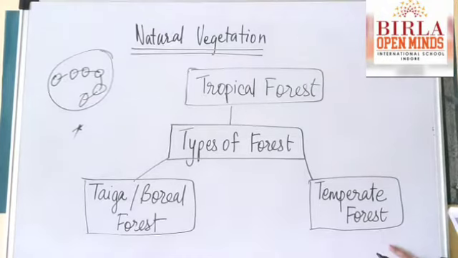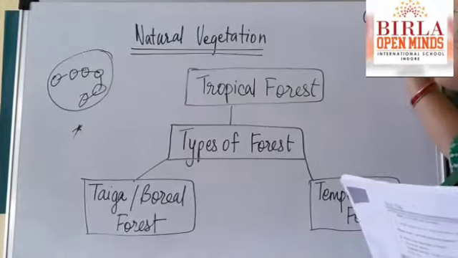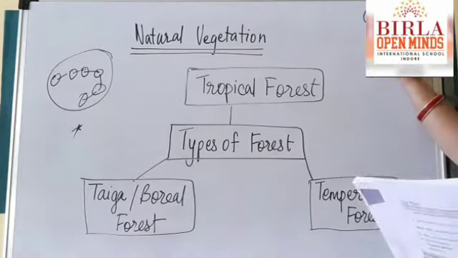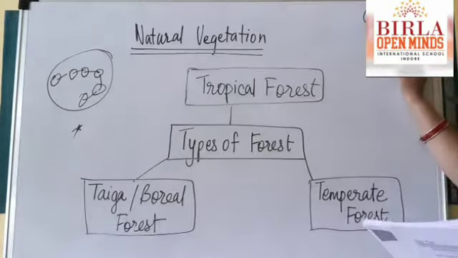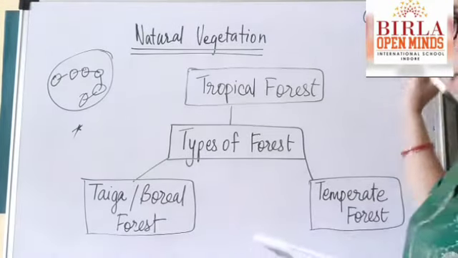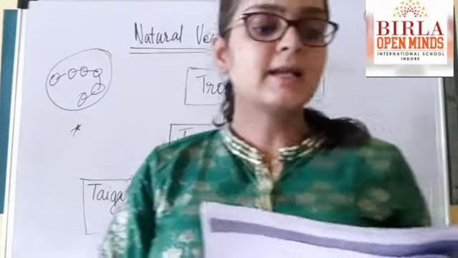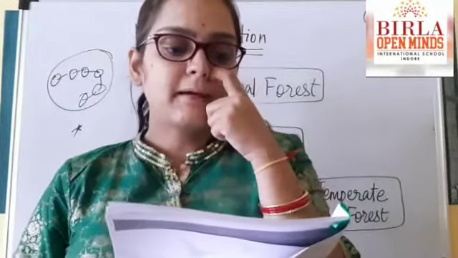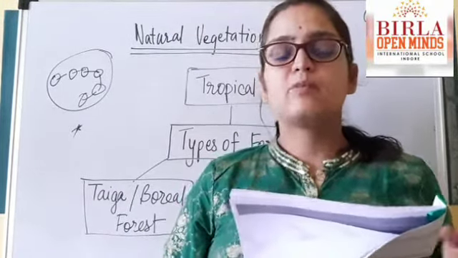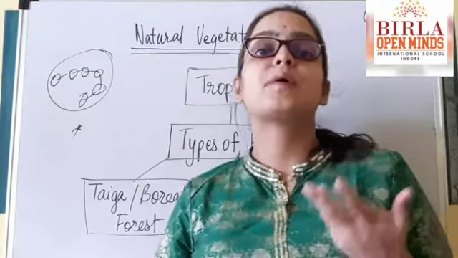We will be talking about these three forests on the basis of their climate, their relief features, and their altitude. The reasons for variation depend on the following factors that affect natural vegetation. Climate: vegetation differs from place to place with the type of climate. What type of climate is there will determine what kind of forest is there.